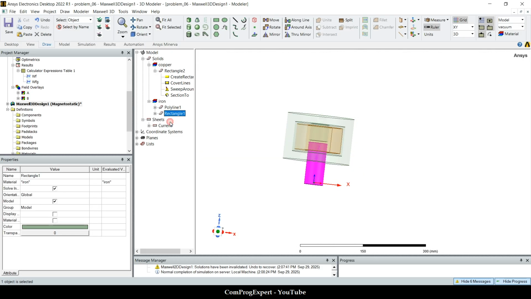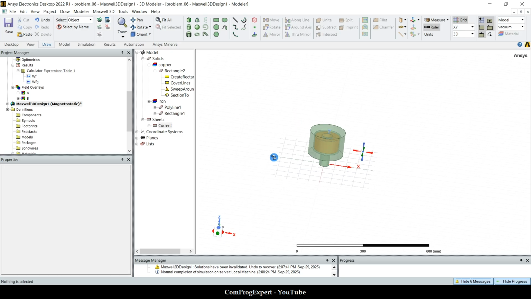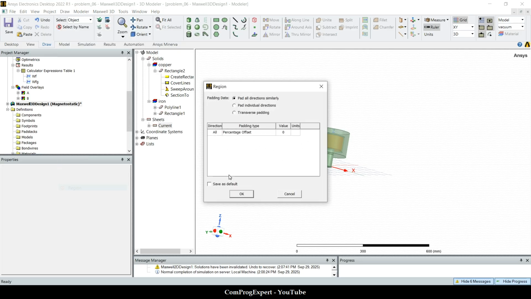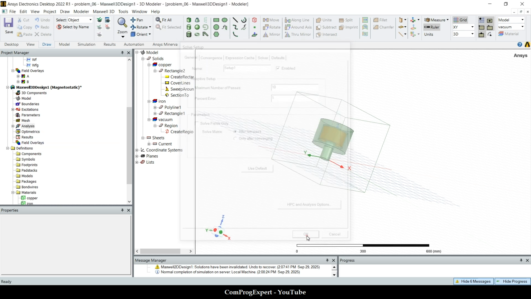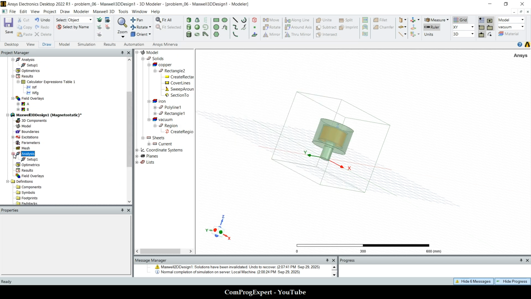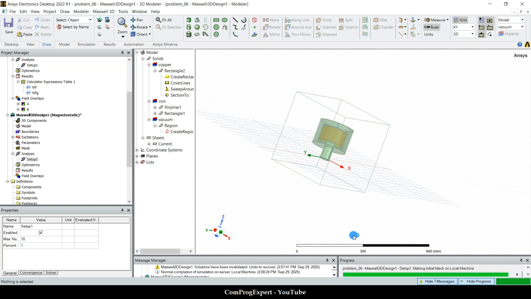This is copper, iron, we need to add the enclosure to solve this problem. From here, draw region, consider 50% offset. So we can now run this simulation. In 3D, we don't need to apply boundary conditions. All boundary conditions are applied by default. So let's analyze the problem. In the 3D case, we can calculate the flux density levels. Also, we can visualize the flux lines.